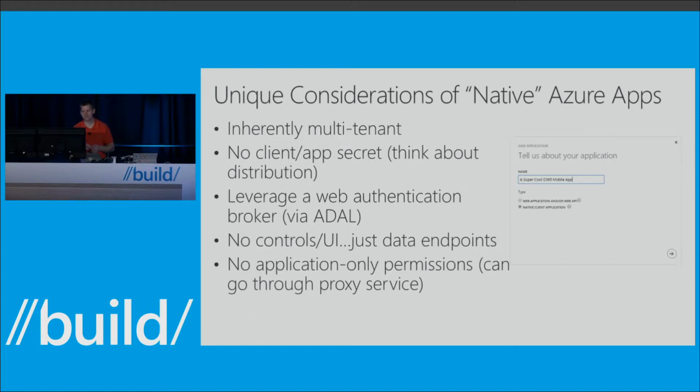One is a native app is inherently multi-tenant. So when I go and build a web app in Azure Active Directory, I have a little toggle switch that lets me say I want this to be single tenant for my org, or I want it to be multi-tenant to where anyone can use it. Mobile apps don't have that concept. They all use what we call the common endpoint, which means they are inherently multi-tenant. Now, you could hard code the authority that you use through authentication. We'll look at that a little bit, but they are inherently multi-tenant.